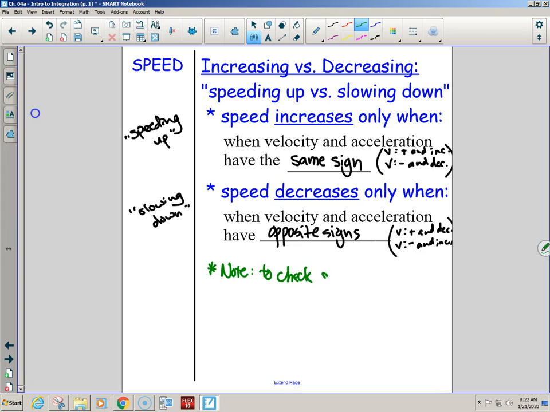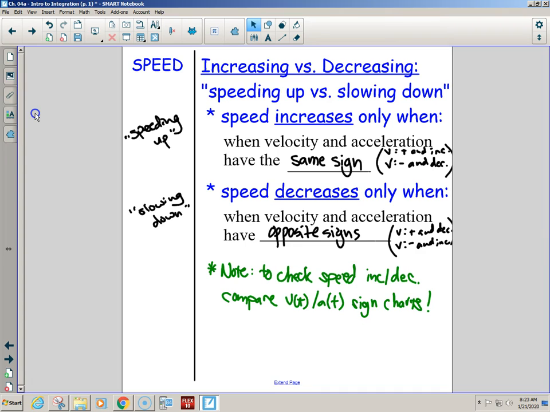To check speed increasing, decreasing, compare velocity and acceleration sign charts. That's how we do it, right? That's how we check signs. Which means we'll have to do a first and second derivative sign chart, kind of on top of each other, and compare when they're the same and when they're different.